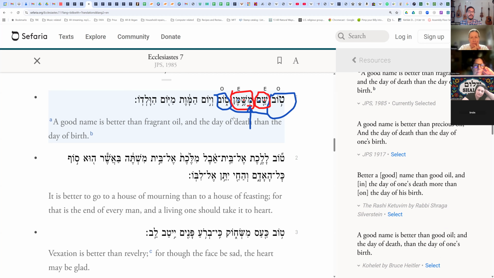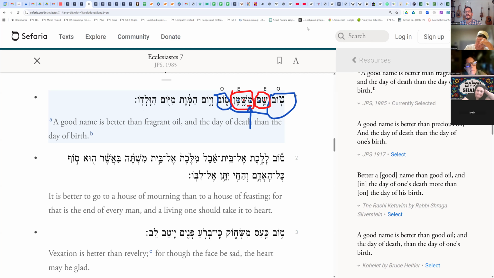Let's not forget, in a very old society, oil was not easy to come by. It was a luxury. That's why we have, and oil might be connected to a perfume, right? There's ways in which what we're talking about here is having a good name is better than material possession. That to me is the pshat of this, the simple meaning. And let's look at the second half. V'yom hamavet miyom hivaldo.